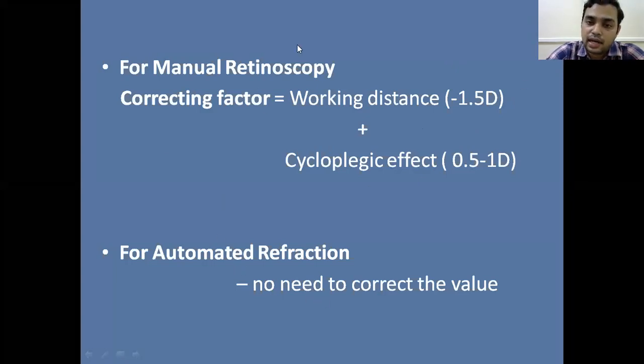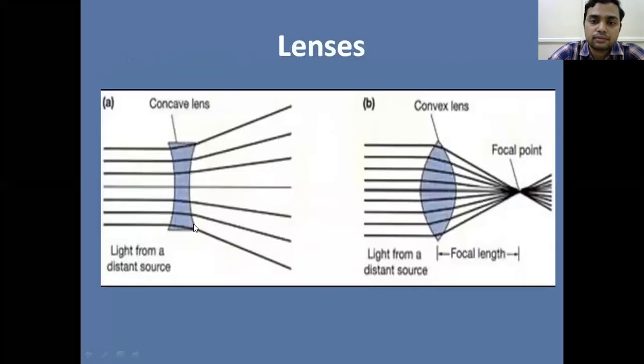So these corrections are not required in case of automated refractions, whereas in case of manual retinoscopy, the working distance of minus 1.5 diopters should be corrected, and cycloplegic effect of minus 0.5 to minus 1 diopter should be corrected. So now I will show you a video so that you will understand in a better way, because it is a very confused topic. So with the help of video, I think that you will understand better.